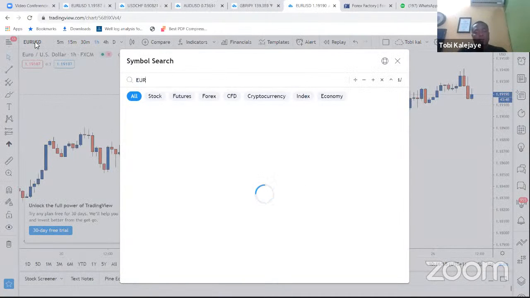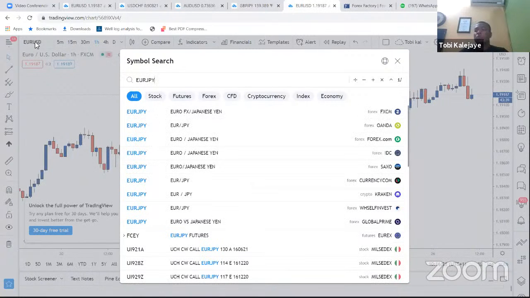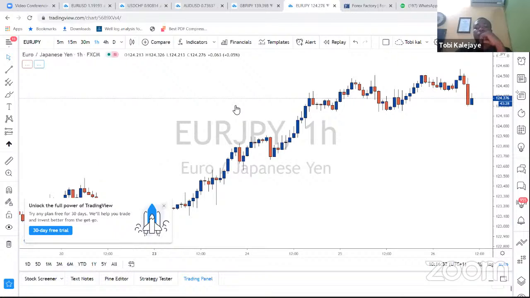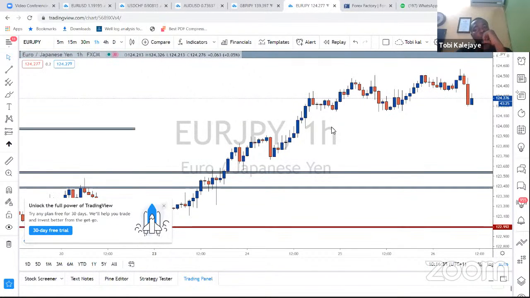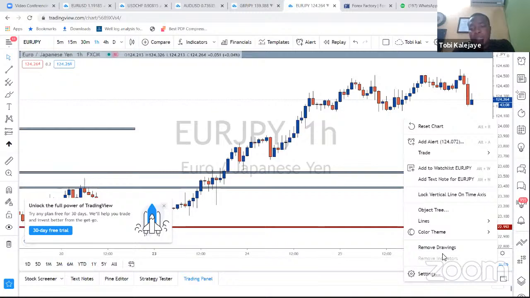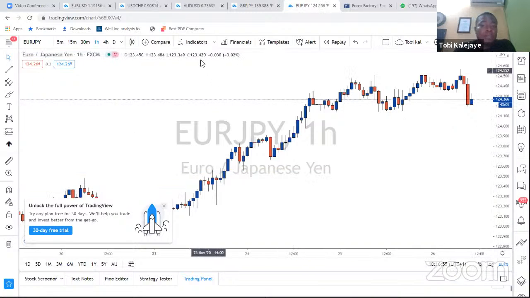EUR/JPY, our last analysis. As compared with GBP/JPY, I prefer to actually trade EUR/JPY. It's not as volatile as GJ. Of course, it's still volatile, but not as volatile.